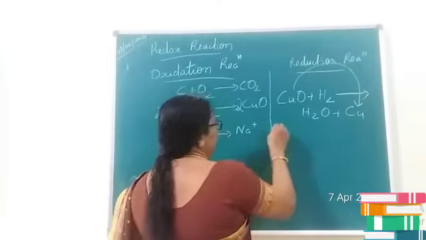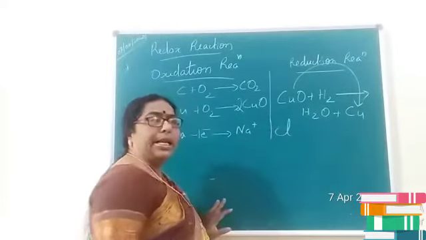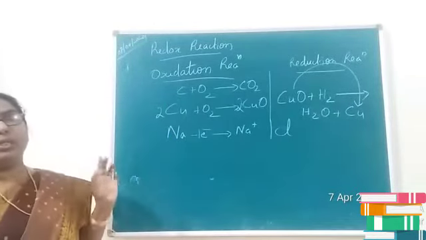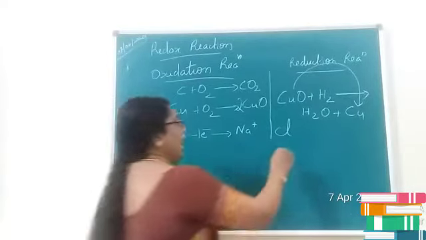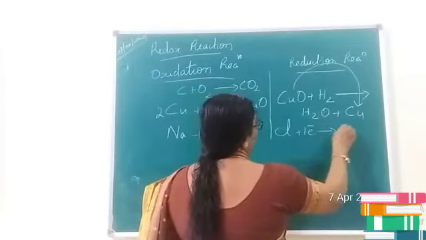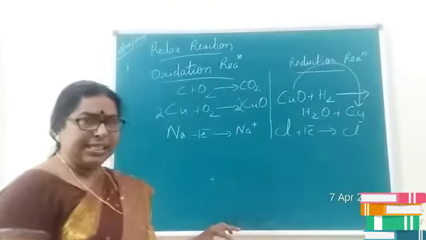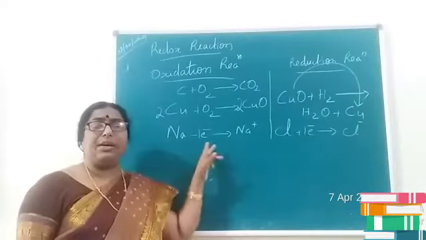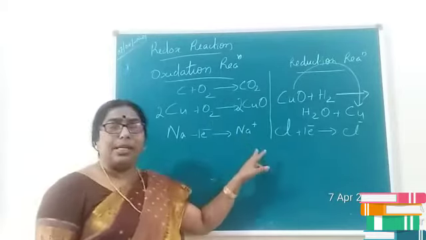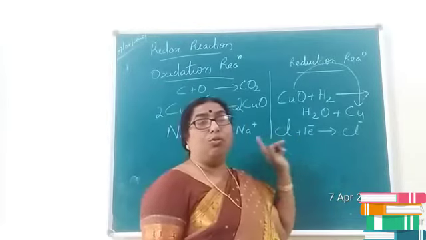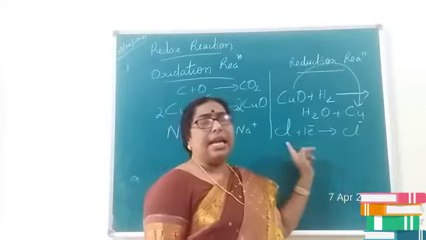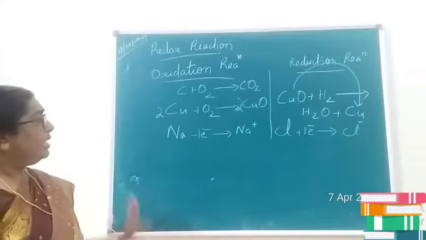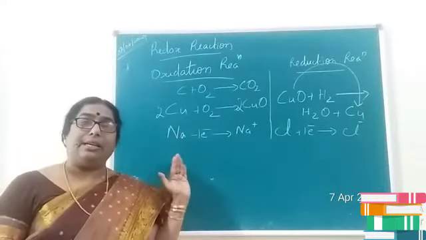On the other hand, you know that the electronic configuration of chlorine is 2, 8, 7. Since it has 7 electrons in the valence shell, it always shows a tendency to gain one electron, and this process which involves gaining of electron is termed as reduction. Is it clear? The process which involves losing of electrons is termed as oxidation. The element which undergoes oxidation is termed as reducing agent. At the same time, the process which involves gaining of electrons is termed as reduction, and the element which undergoes reduction is termed as oxidizing agent. So we define oxidation and reduction in three different terms.